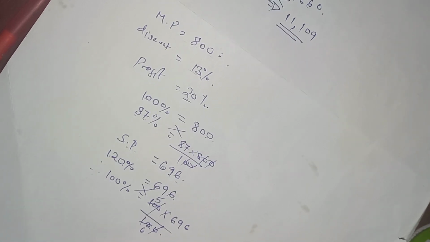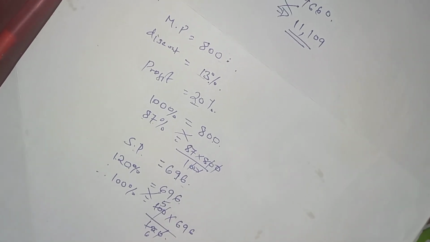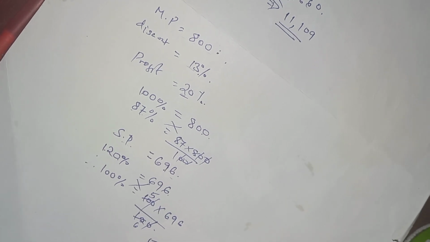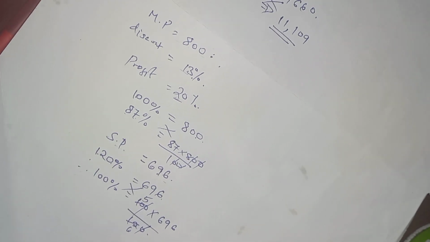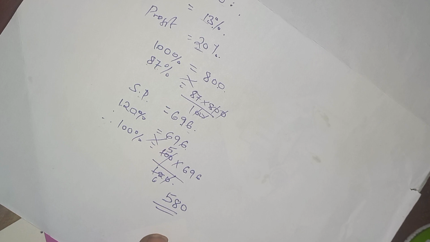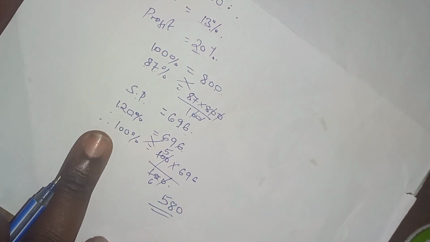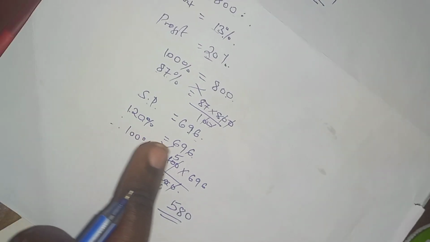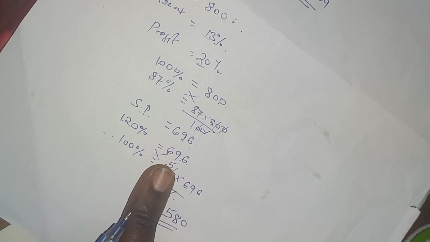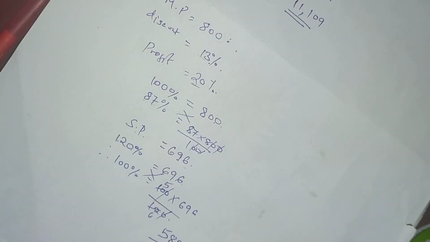So the buying price of the trader was 580 shillings. When he sold this shirt, he got a profit of 20%. So he sold it at 696, and the market price was this.